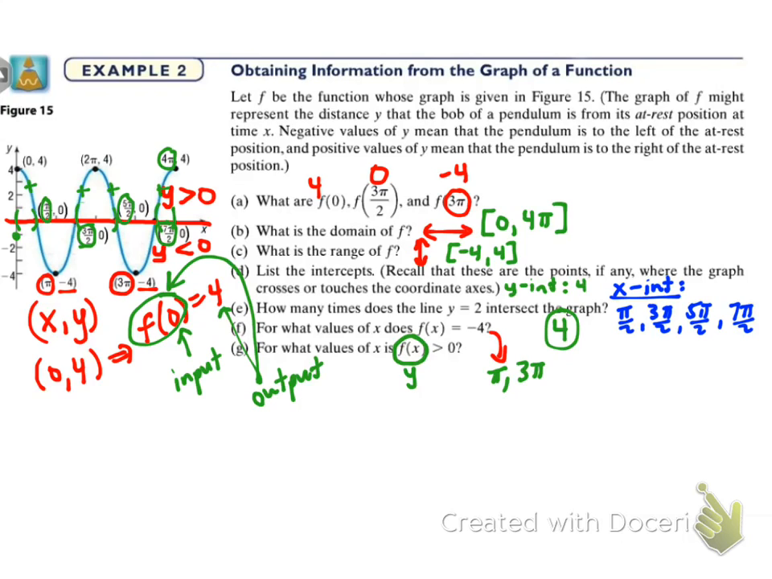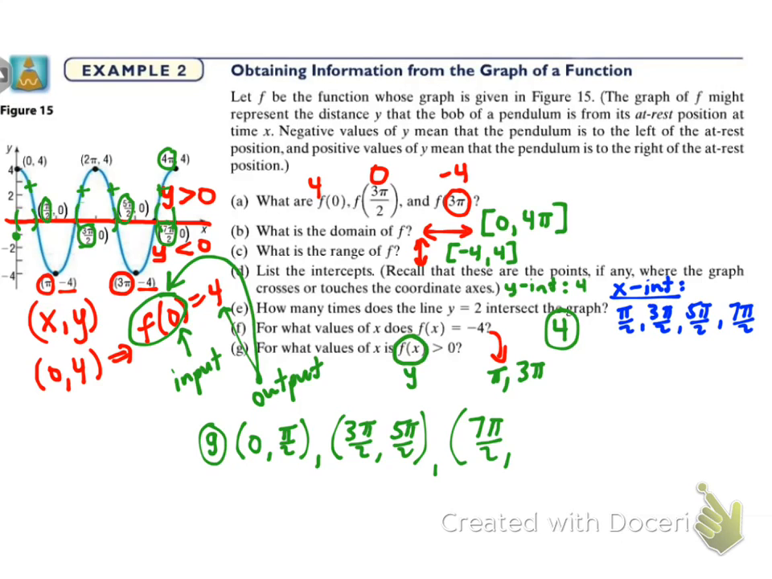So the answer for G would be the inputs from 0 to pi over 2. So this is the way we write this. Also, again, from 3 pi over 2 to 5 pi over 2, and then finally from 7 pi over 2 to 4 pi.